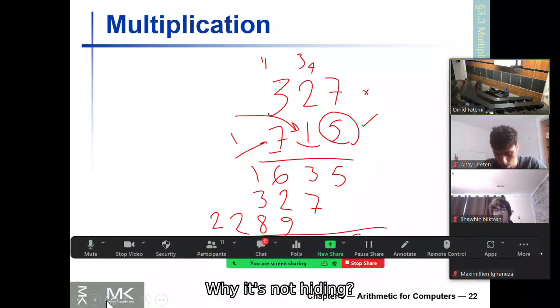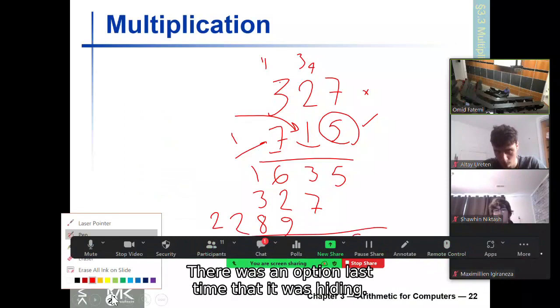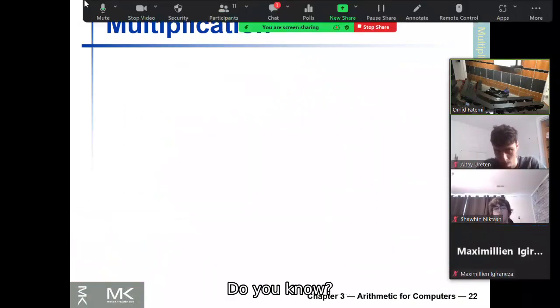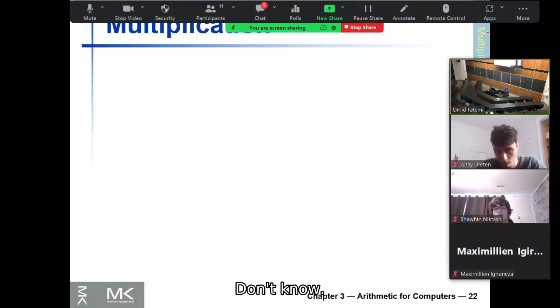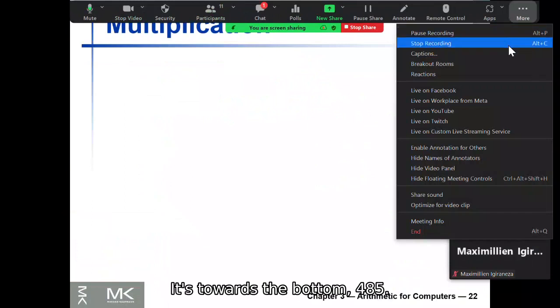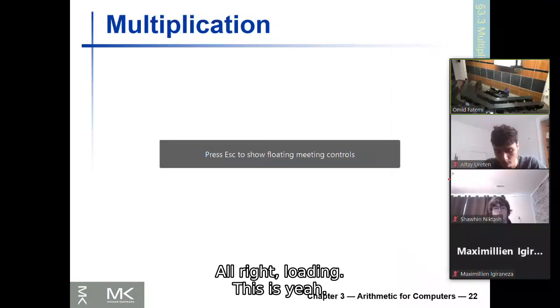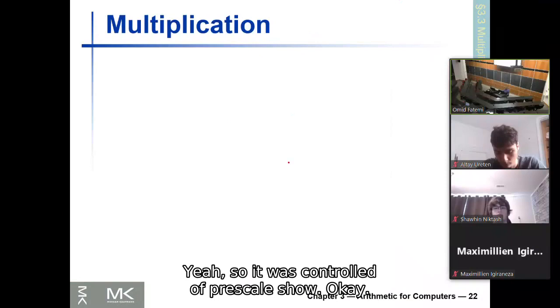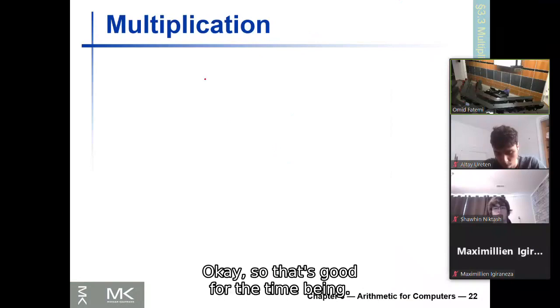I don't know why it's not hiding. There was an option last time that it was hiding. Do you know, could you help me? Maybe there should be something like pin. Video panel towards the bottom. Where is that? Height floating. Yeah, so it was Control Alt, press escape to show. Okay, that's good. For the time being, it's good.